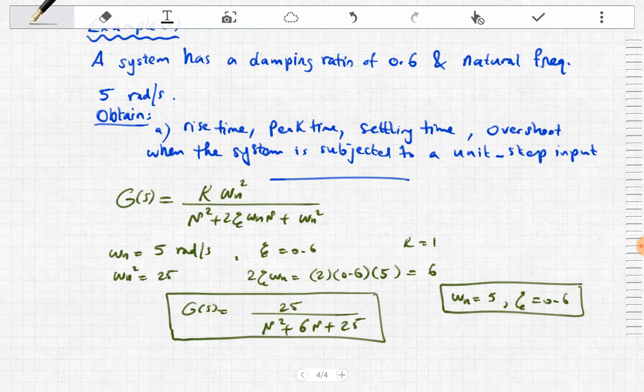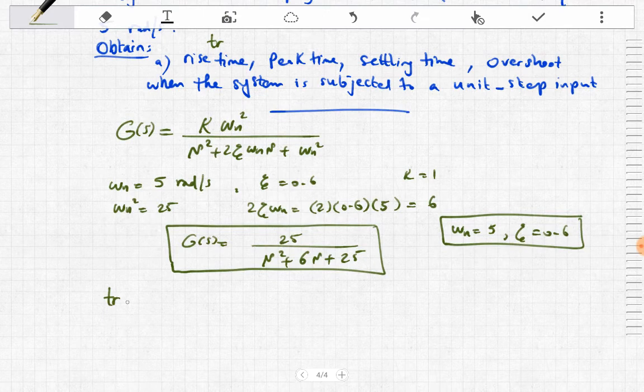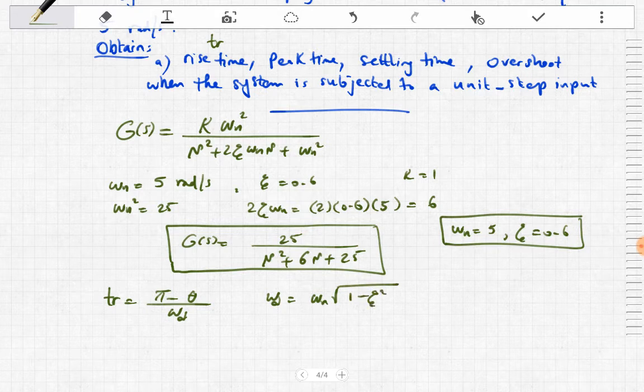Now we want the rise time. What's rise time? TR. Exactly. So TR, what do you remember? TR equals pi minus theta over omega, not omega n, but omega d. Omega n or omega d? Omega d. All right. So you have to find omega d first. Do you know omega d? Yes. What's omega d? Omega n times square root of 1 minus eta squared, right? So that will be equal to omega n, which is 5, times square root of 1 minus 0.6 squared.